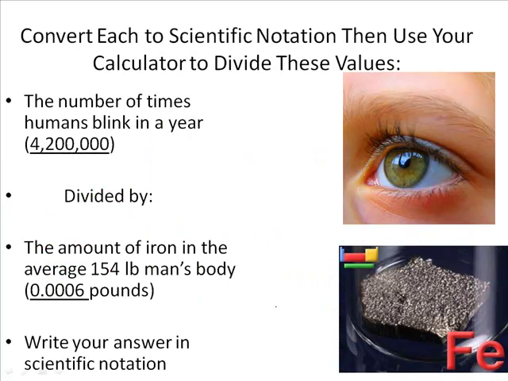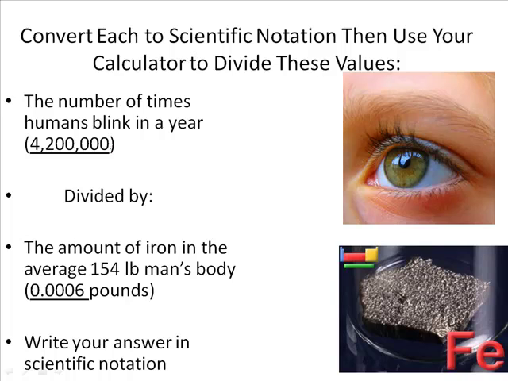Okay, calculations are a little tricky. So let's work out a couple of these. I'm going to actually show you on the scientific calculator on my computer how to do them. But take a minute, take out your calculator, and let's see if you can do them first. So it says the number of times humans blink in a year. Get this nice big number here.